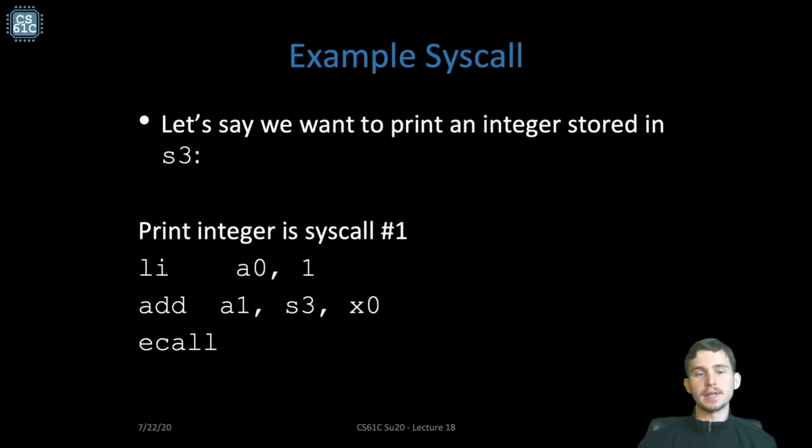We want to print the integer in S3. So what we're going to do is load in syscall number 1, which tells us that I want to print whatever's in A1 and it is an integer. Next, I'm going to load S3 to A1. That's why I'm doing this add operation. So now I have A0 is 1, and A1 is whatever S3's value is. Finally, I'm going to call ecall, which is basically going to interrupt the user process, go into the operating system, then the operating system is going to read whatever A0 is, figure out that we want to print the integer, and finally print A1 to the screen.